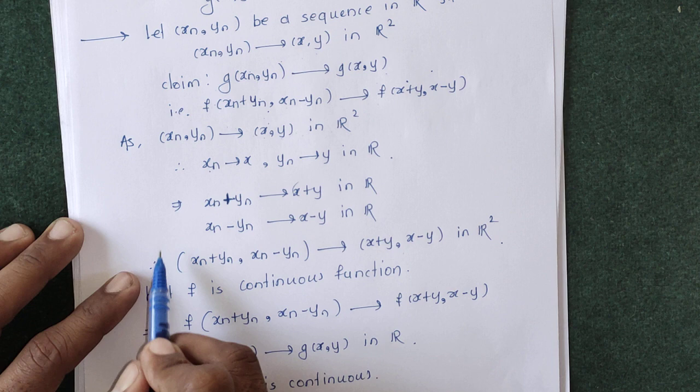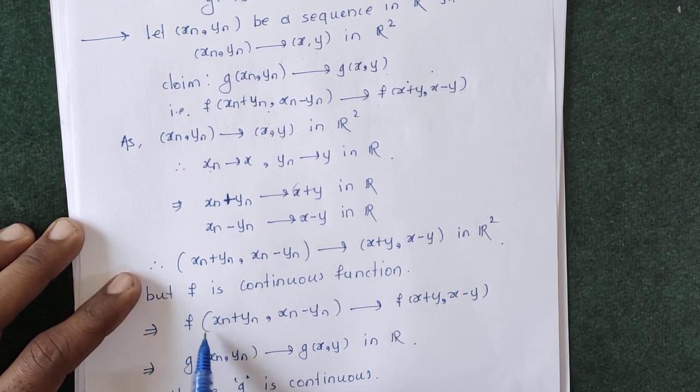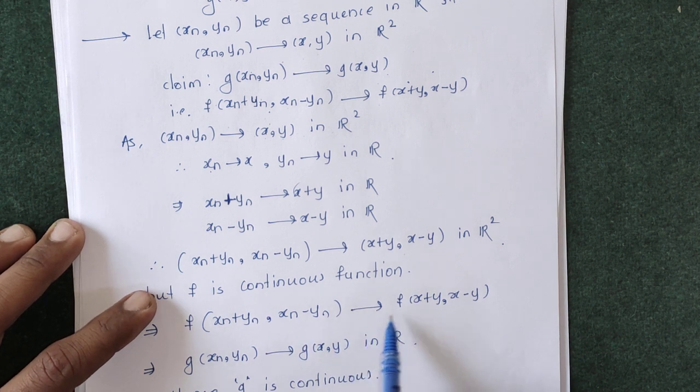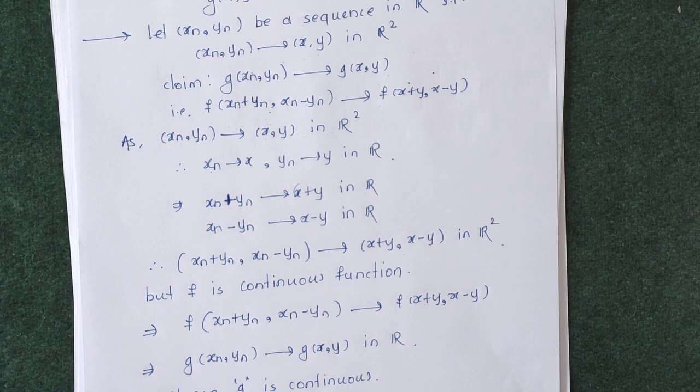But f is continuous, so the image of this sequence is a convergent sequence and also converges to this same limit. That is, f(x_n + y_n, x_n − y_n) converges to f(x + y, x − y). So the given function g is a continuous function.